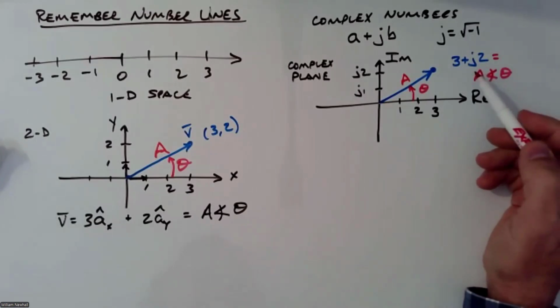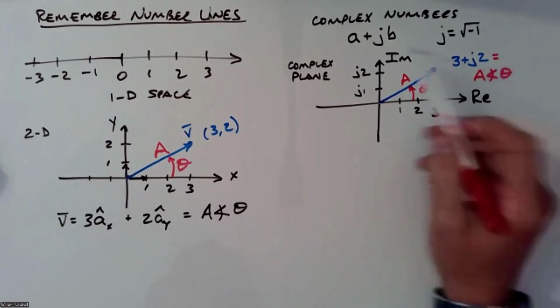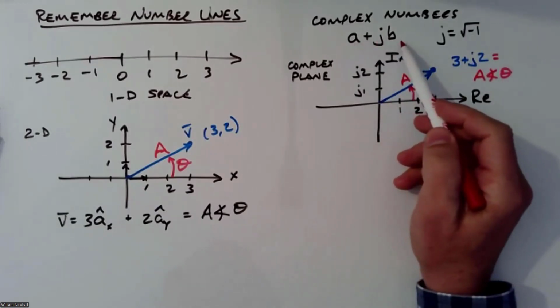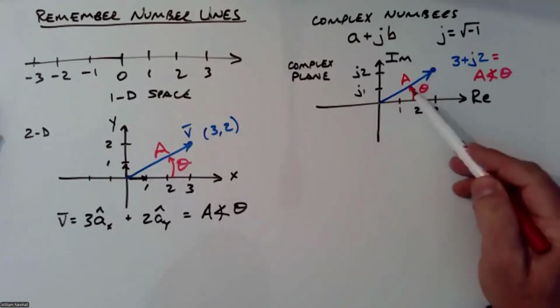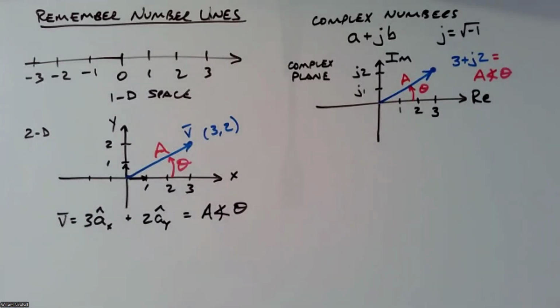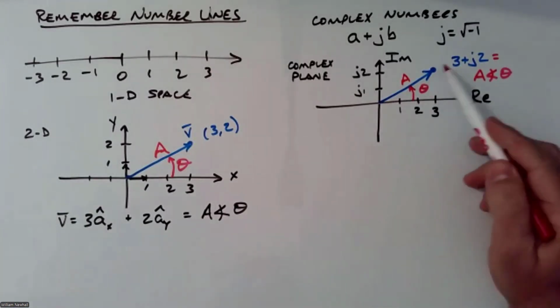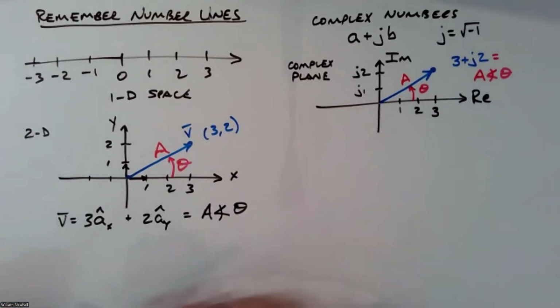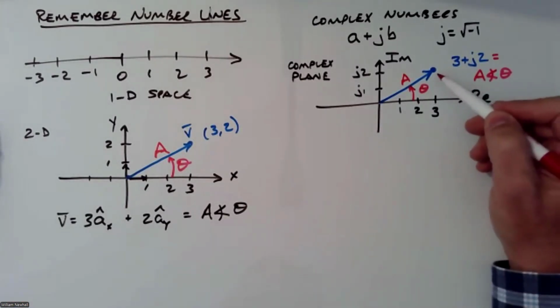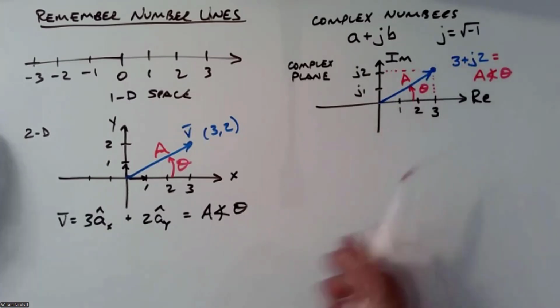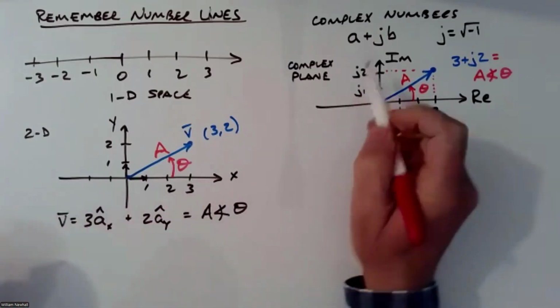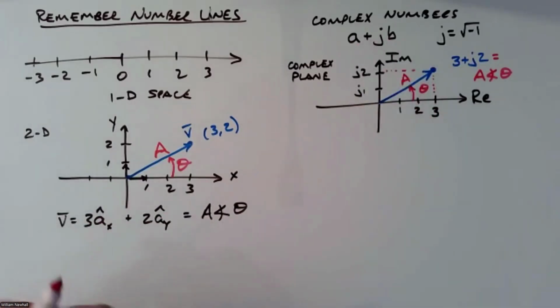So you may or may not have seen this before, but this shows you that you don't have to just stick with this A plus JB to represent a complex number. You can have a magnitude, length, and an angle up from the real axis. They can both represent that vector. All right. So what does that mean, right? Let's talk about trig a little bit. How do you relate A and theta to little a and little b?